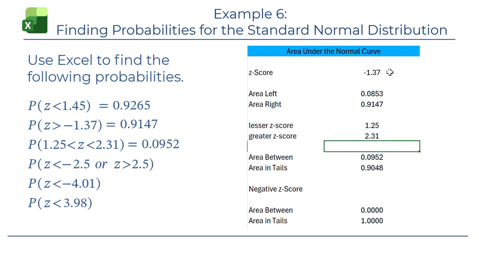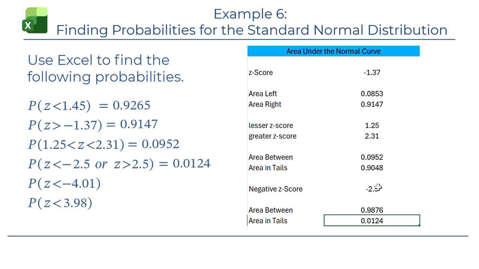Next, we have z is less than negative 2.5 or greater than positive 2.5. This is the same z-score, so I'm going to use this section, negative 2.5, and that's going to be in the tails because I'm going to the left of the negative and the right of the positive. So 0.0124.